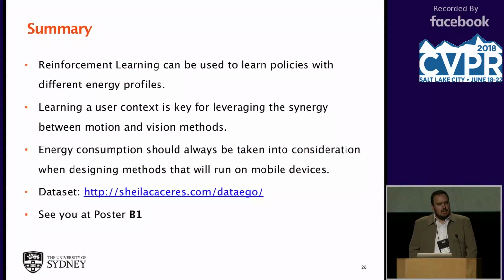So in summary, we've shown that we can use reinforcement learning to learn policies with different energy profiles, and also that learning the user context is key if we want to leverage the synergy between motion and vision sensors. And one last remark: whenever we are implementing things for mobile devices, energy consumption should always be a metric, as long as we have accuracy as well.